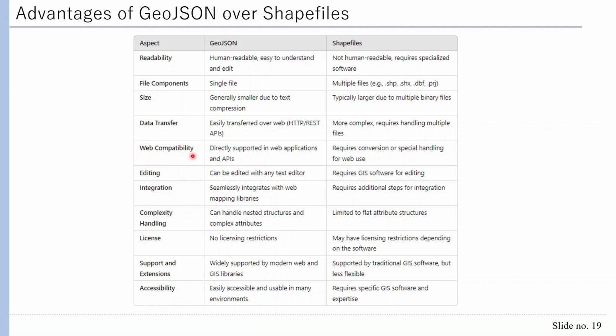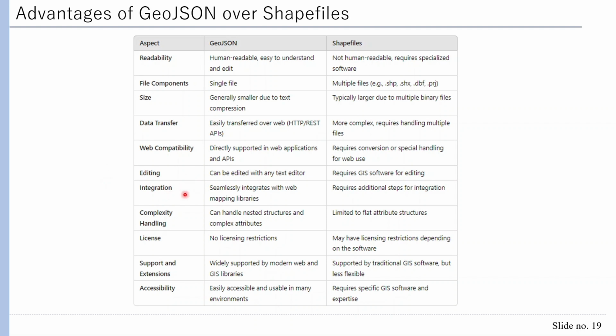And web compatibility, as I said: it is directly supported in web applications and APIs, whereas shapefile requires conversion or special handling for web use. As it is a text file, it is easily supported in web applications and APIs. And for editing, GeoJSON can be edited in any text editor, but for a shapefile you require a particular piece of software like ArcMap or QGIS to edit that. And again, the integration: it seamlessly integrates with web mapping libraries. This point is very important.